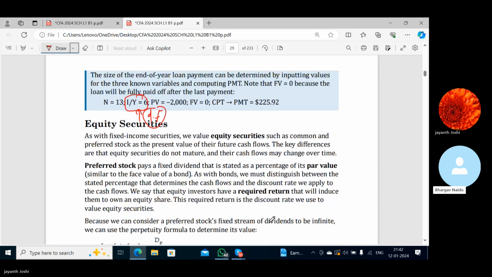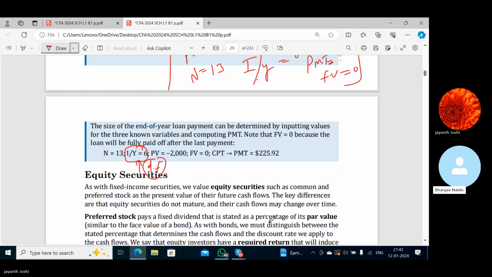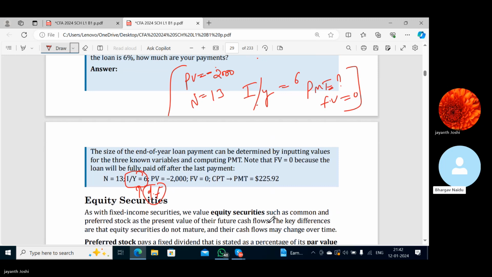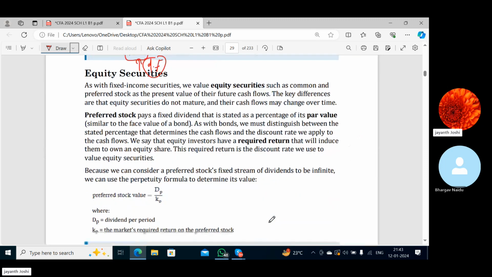Yes, sir. Usually the rate of interest is the discounting rate, and the coupon will give you the PMT. That coupon, the $10 every year, is PMT. It is there to calculate the interest amounts. Okay. Now we are going into equity securities.